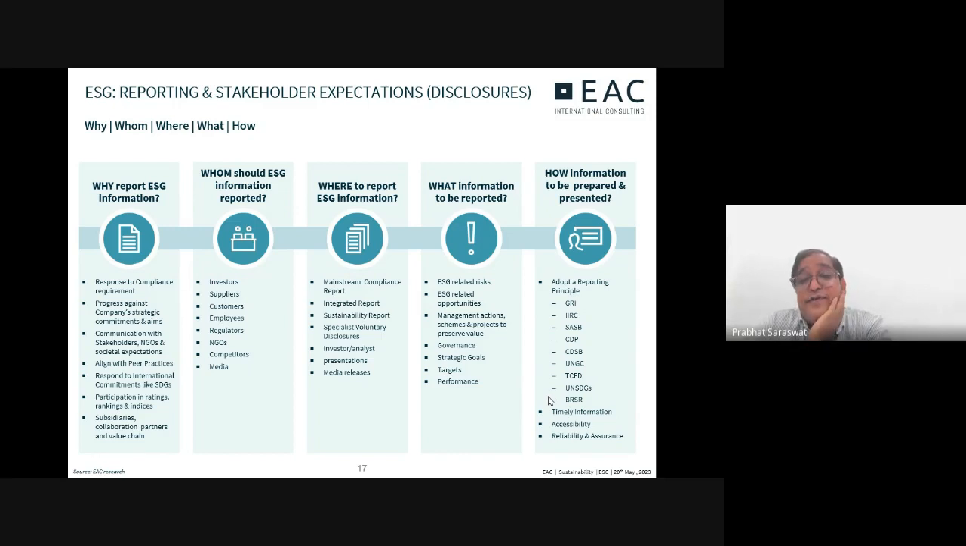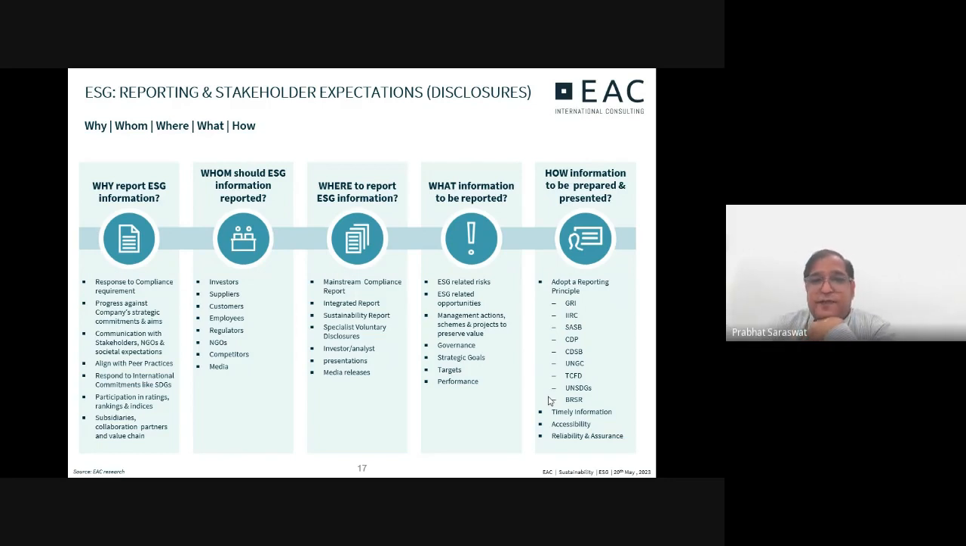So how is information to be prepared and presented? We need to adopt a framework or reporting principles. We have various reporting guidelines and frameworks to disclose ESG information, like GRI, the most recognized framework and standard under ESG or sustainability; IIRC, International Integrated Reporting Council; SASB, Sustainability Accounting Standards Board; CDP, Carbon Disclosure Project; CDSB; UNGC, United Nations Global Compact; TCFD; the UN SDGs also; and BRSR. This is the Indian guideline or framework for reporting sustainability by listed companies. I think the top 1,000 listed companies have been notified for issuing the sustainability report by SEBI.